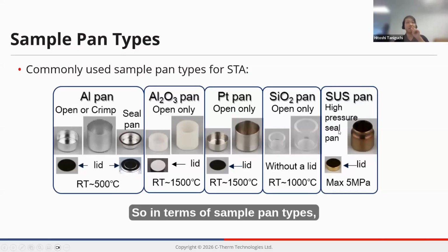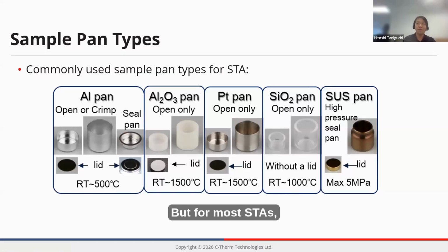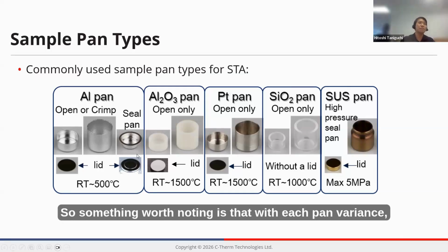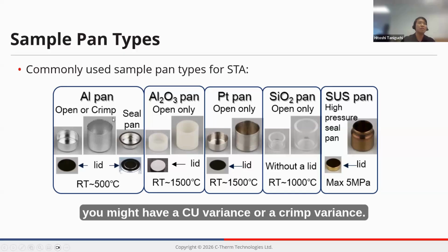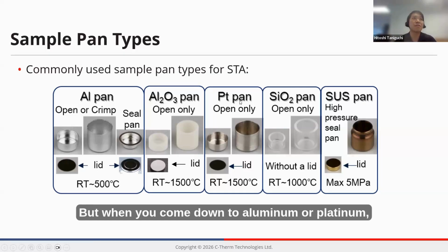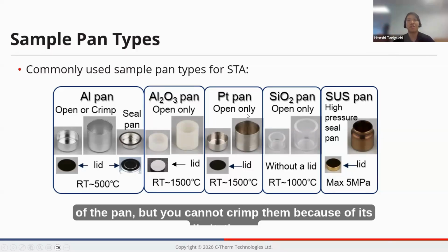So in terms of sample pan types, it really depends on the manufacturer's specs, but for most STAs, we see these 5 types of pan being used across all manufacturers. Something worth noting is that with each pan variant, you might have lid variants or crimp variants. For aluminum, they're very flexible in terms of the configuration, but when you come down to alumina or platinum, you might have open only, meaning that you can just put the lid on top of the pan, but you cannot crimp them because of their limitations.